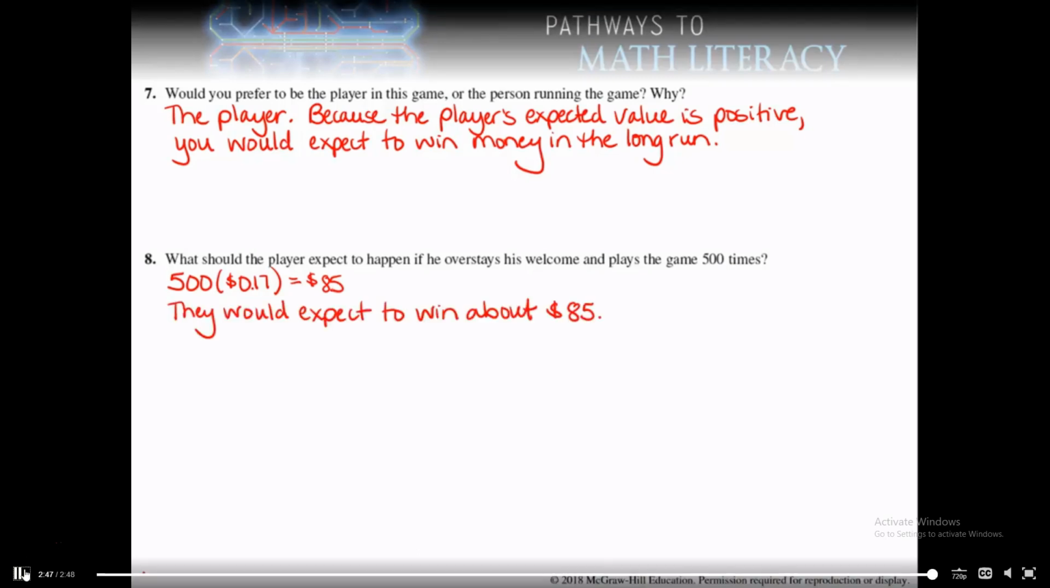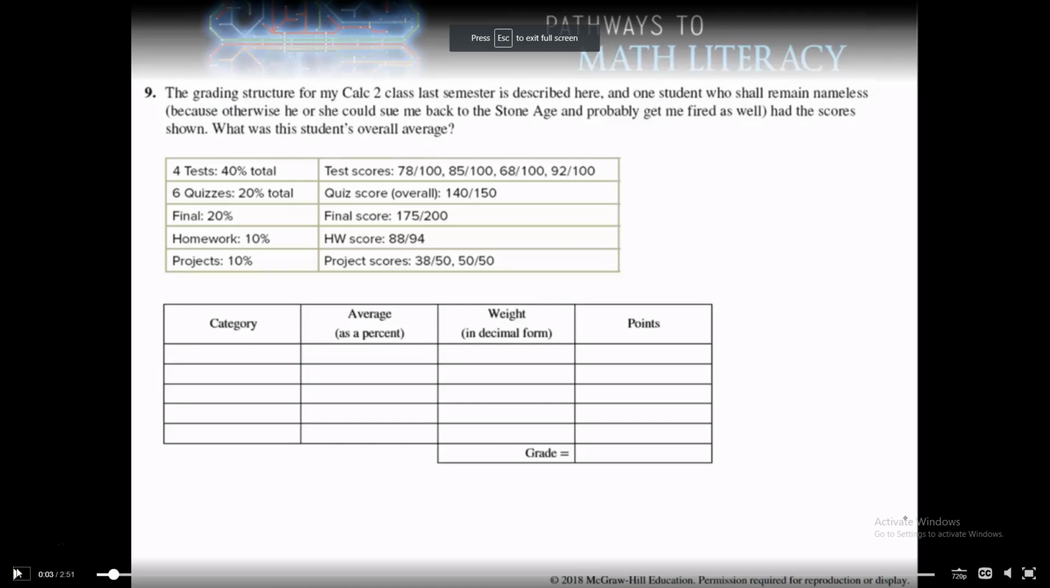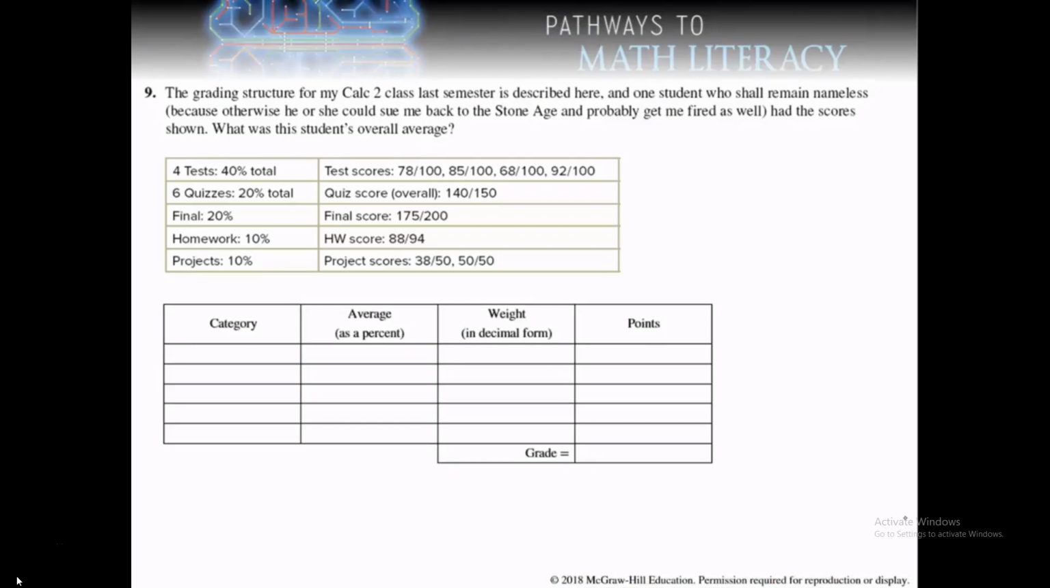Here we have a weighted grading scheme for a Calc 2 class, and we're asked to find a person's grade given all of their scores in each category. So I've set up a table like the one we used earlier in the lesson. First, I'm going to fill in the different category names. We've got tests, quizzes, final, homework, and projects. And then we need to find the student's average for each of those categories.